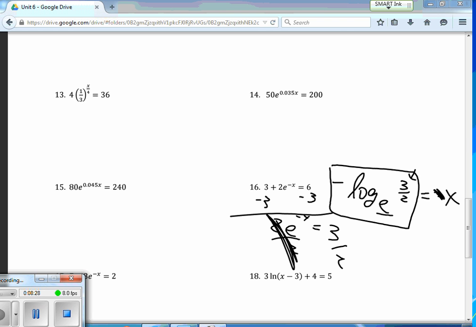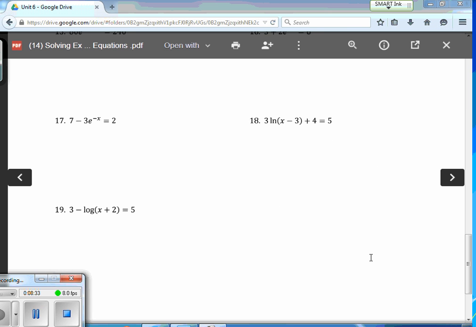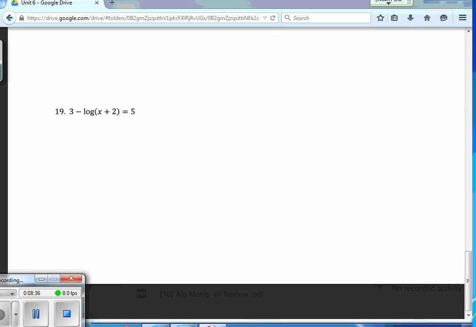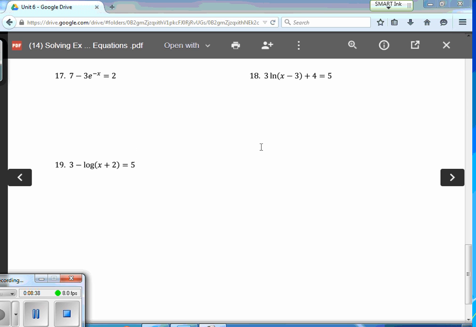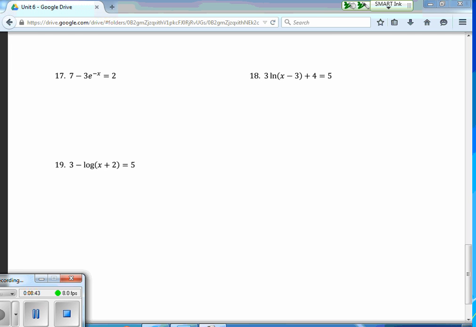Let's do one where we have to get a log clump alone. Number 18 has a ln in it. What's the clump? You are correct, subtracting 4. And this is the clump. So then 3 ln of x minus 3 equals 5 minus 4. And now divide by 3, I agree. The 3 is gone, since I divided by 3 and it cancels.